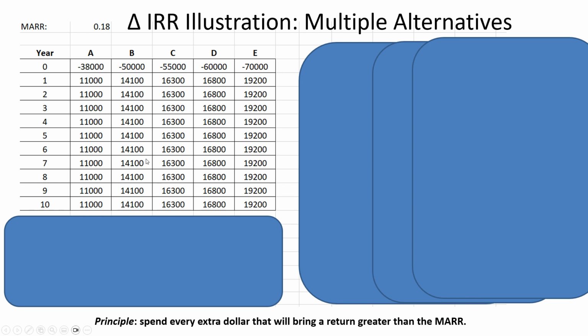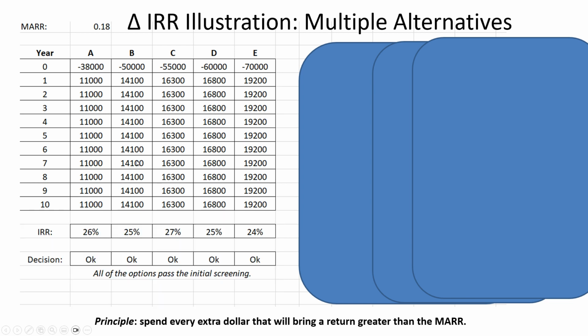So the first analysis that you do down here at the bottom is initial screening with the incremental rate of return. So you can see here up at the top it says that the MAR is 18%. And if the MAR is 18%, every one of these has an internal rate of return that's greater than that.